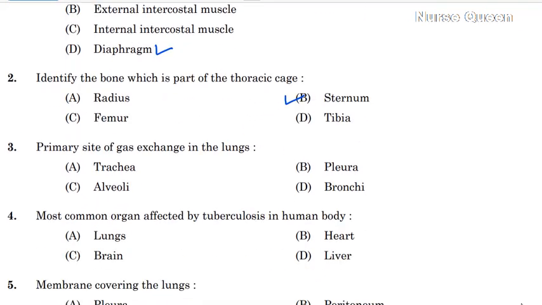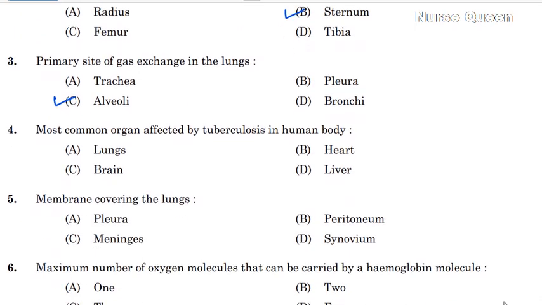Primary site of gas exchange in the lungs. Correct answer, alveoli. Most common organ affected by tuberculosis in the human body. Correct answer, lungs. Membrane covering the lungs. Correct answer, pleura.